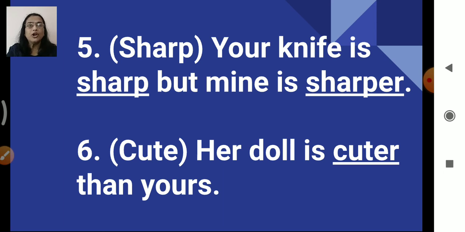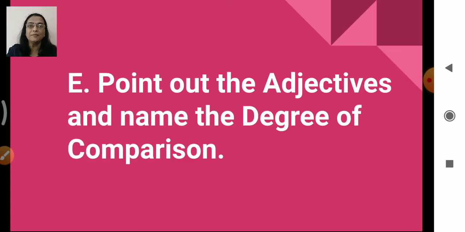Sharp. Your knife is dash but mine is dash. Okay, so your knife is sharp. There is no comparison. But when we go in the second half of the sentence, it is saying, but mine is sharper. Okay, so there is comparison between two. So we have used ER here, sharper. Sixth one, cute. Her doll is dash than yours. So comparison between two. So comparative degree of cute, cuter. Clear? I hope you are following.